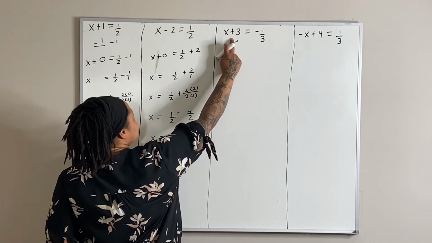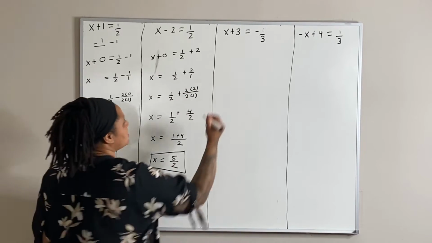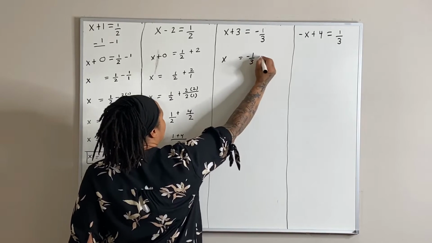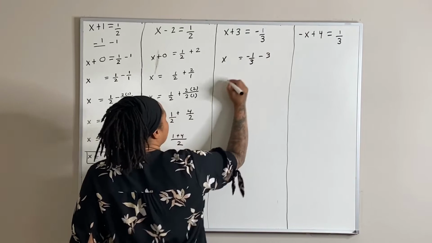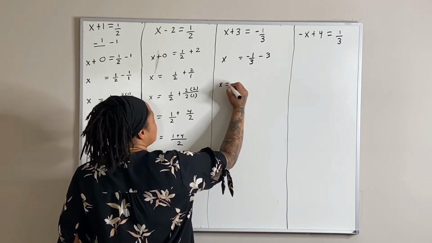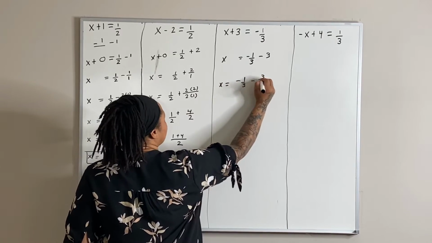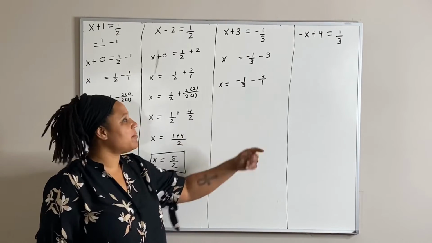So we have an addition sign here, so that means what? We need to subtract 3 from both sides. So we're going to have x is equal to -1/3 minus 3. And now I'm going to give this whole number a denominator, which means we have x is equal to -1/3 minus 3/1. We need a common denominator. What is our common denominator? Our common denominator is 3.